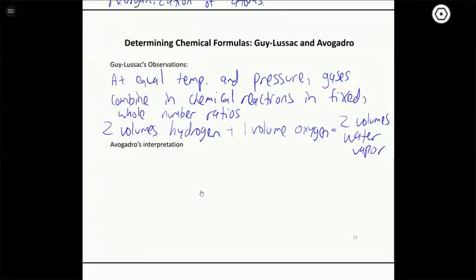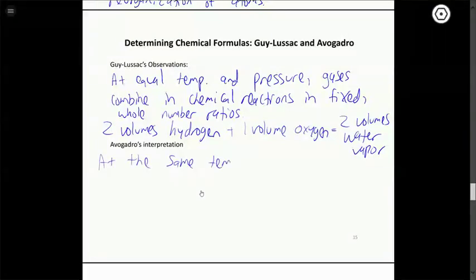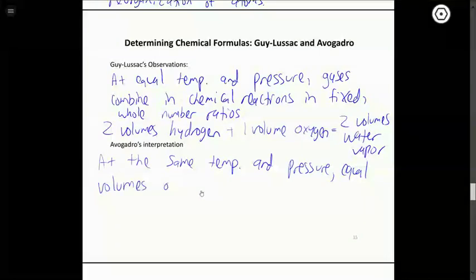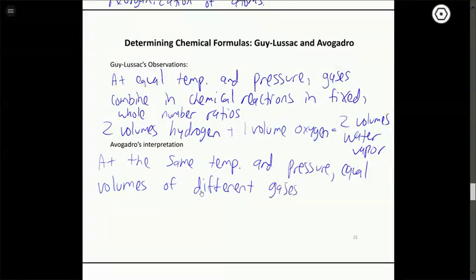And the person that interpreted this was Avogadro, whose name you probably heard before. He actually didn't discover his own number. It was just named after him. But he came up with this interpretation, which is that if you're talking about 2 gases at the same temperature and pressure, equal volumes of those gases, even if they're 2 different gases, have the same number of particles, which particles being atoms or molecules.